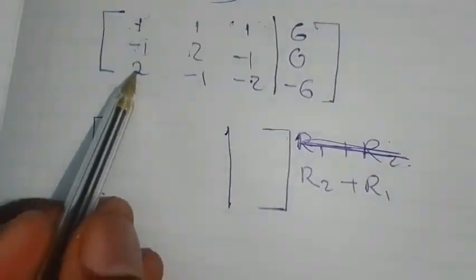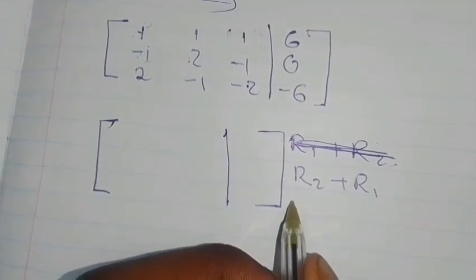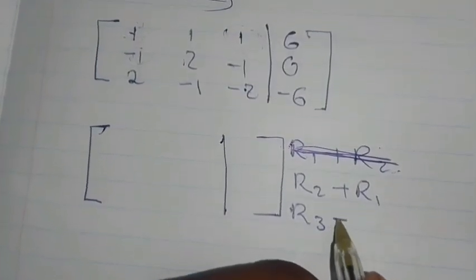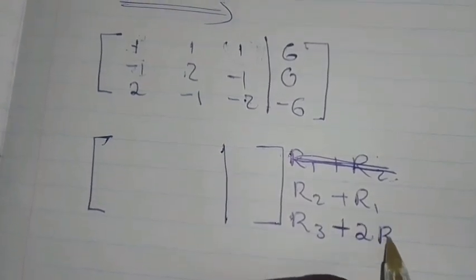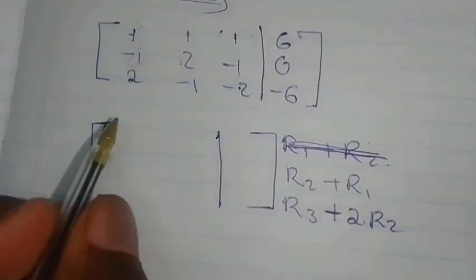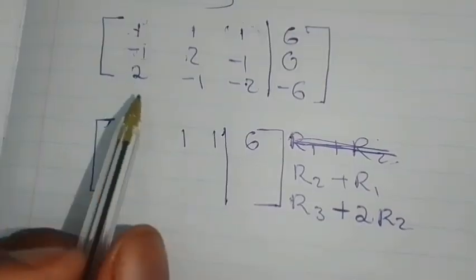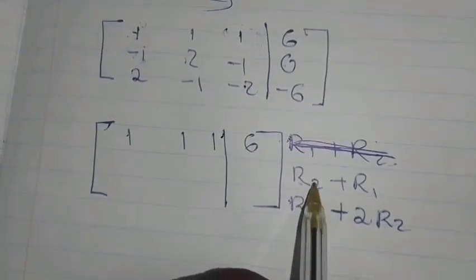And then looking at row 3, we want to obtain a 0 here as well. So we can replace row 3 with row 3 plus 2 row 2. That way we can get this one to be equal to 0. So we left row 1 as it is, 1, 1, 1, and 6. And then we have minus 1, 2, and minus 1 here. And then we're replacing that row with row 2 plus row 1.